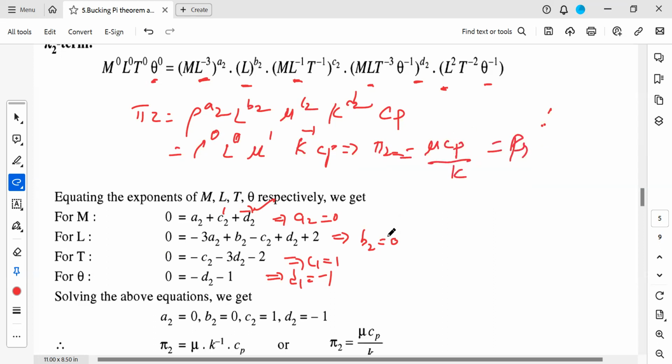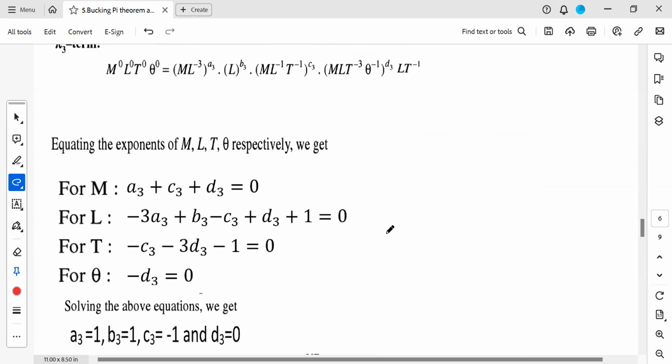In the same procedure, we are finding the pi 3 term also. So here the pi 3 term is equal to rho power a3, L power b3, mu power c3, and next one is k power d3, and velocity will be there. So the dimensions of rho will be M L power minus 3, L will be L only. For mu it will be M L power minus 1 T power minus 1, whole power c3. For k, M L T power minus 3 theta power minus 1. For velocity, L T power minus 1.